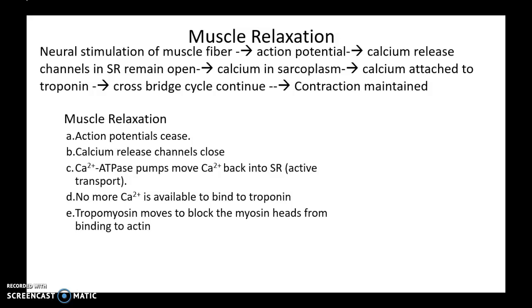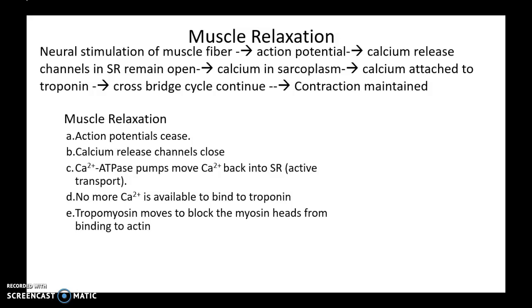Now, this cannot continue for long, right? If the muscle is contracted for a long period of time, that will result in tetanus and fatigue. So therefore, the muscle has to relax. Now, we need to understand what needs to be done for a muscle to relax. Well, first, the action potential that was coming down from the motor neuron has to go away. And then all the calcium release channels on the sarcoplasmic reticulum need to be closed.